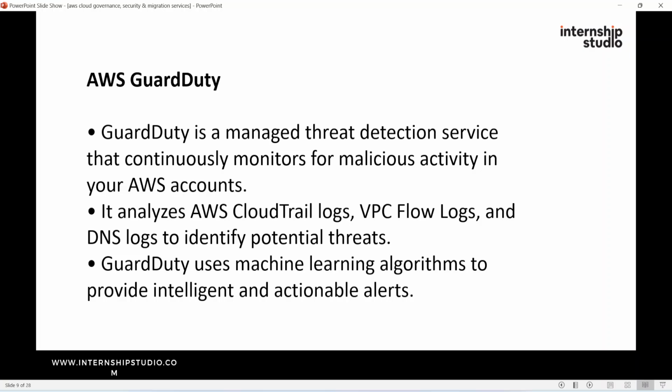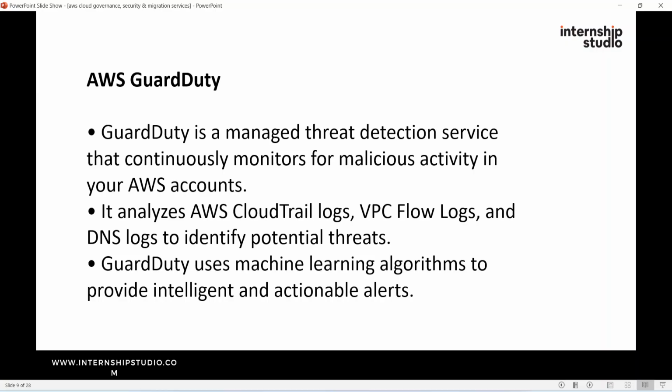It continuously analyzes log data, CloudTrail events, and VPC flow logs to identify any potential threats. It also integrates with various AWS services as well, including CloudTrail, VPC flow logs, and DNS logs. GuardDuty detects common types of threats such as unusual API calls, potentially compromised EC2 instances, and malicious IP addresses. It helps identify activities associated with cryptocurrency mining, brute force attacks, and other malicious behavior.